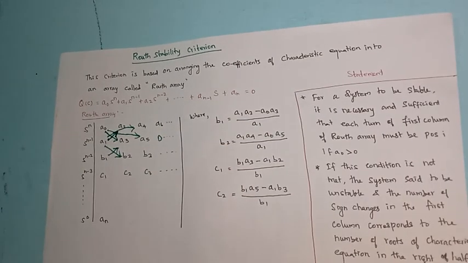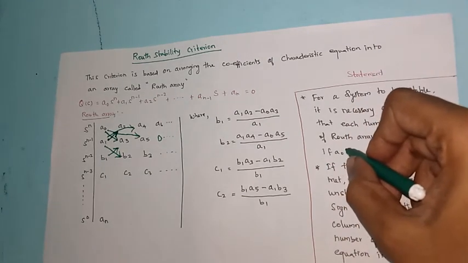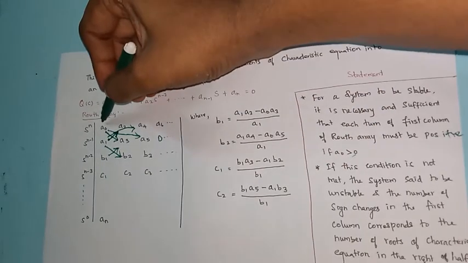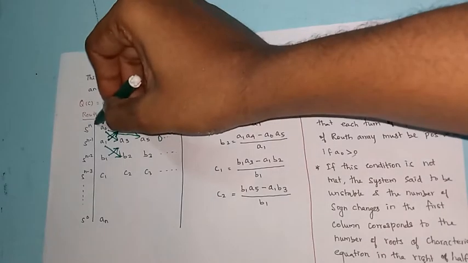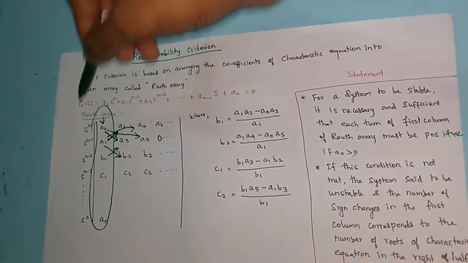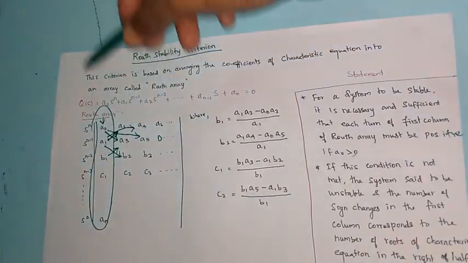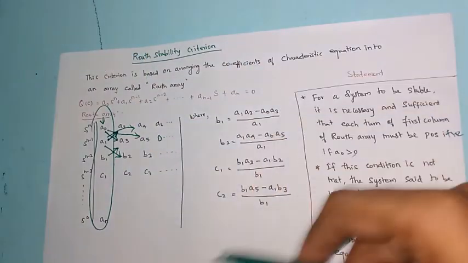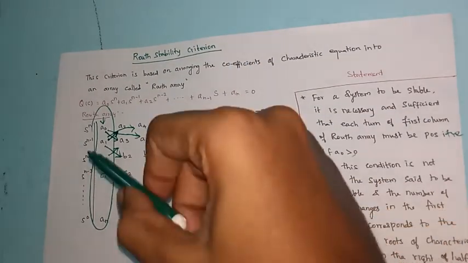Now the statement to be followed here is: for a system to be stable, it is necessary and sufficient that each term of the first column of the Routh array must be positive. If a0 is greater than 0, we have to look at the first column of the Routh array. If a change occurs in sign, the given system is unstable. If there is no change in sign, the given system is stable.